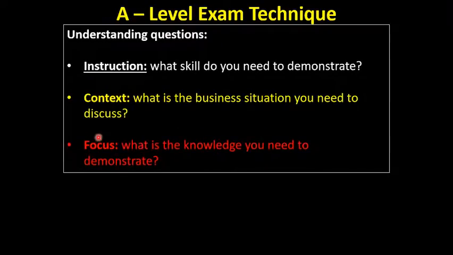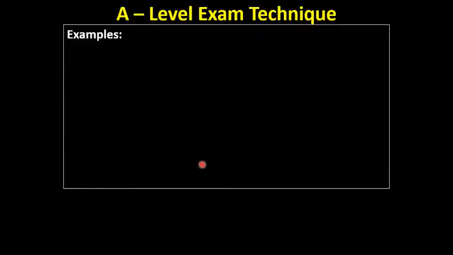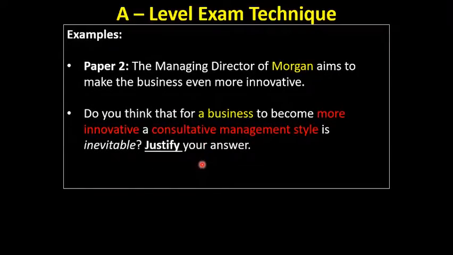So just a reminder, when you're looking at the question, it's important to understand the instruction, the context of the question, and its focus. The instruction is what skill do you need to demonstrate, whether that be calculation, analysis, evaluation. What's the context, what's the business situation you need to discuss, and the focus is the knowledge that you need to demonstrate. So here's a couple of examples. This one's in the context of Morgan. It's a paper 2 example. Morgan are a car manufacturer. And the question is, do you think for a business to become more innovative, a consultative management style is inevitable?